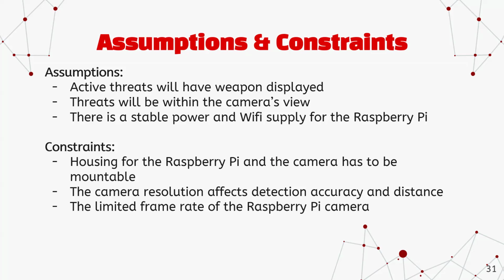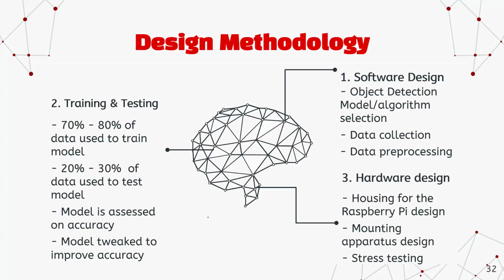Constraints: it has to be mountable, so it may not be able to survey as wide of an area if it could be moved. Camera resolution affects detection and accuracy, so we're constrained by the resolution. And the limited frame rate of the Raspberry Pi camera could hinder our real-time capabilities.